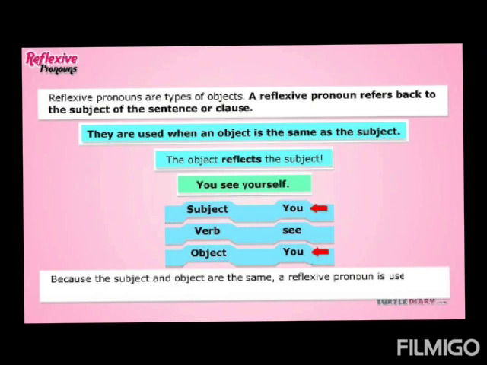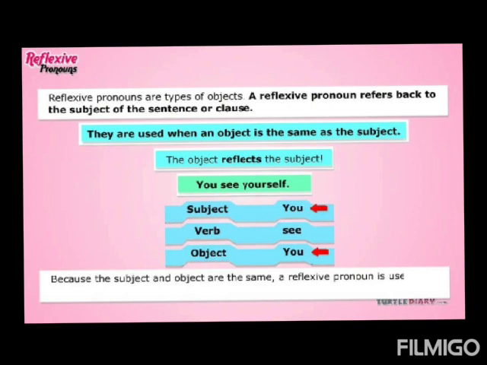Examples: myself, yourself, himself. I asked myself to calm down. Here both subject and object are I. So myself is the reflexive pronoun. He baked a cake himself. Here both subject and object are he.